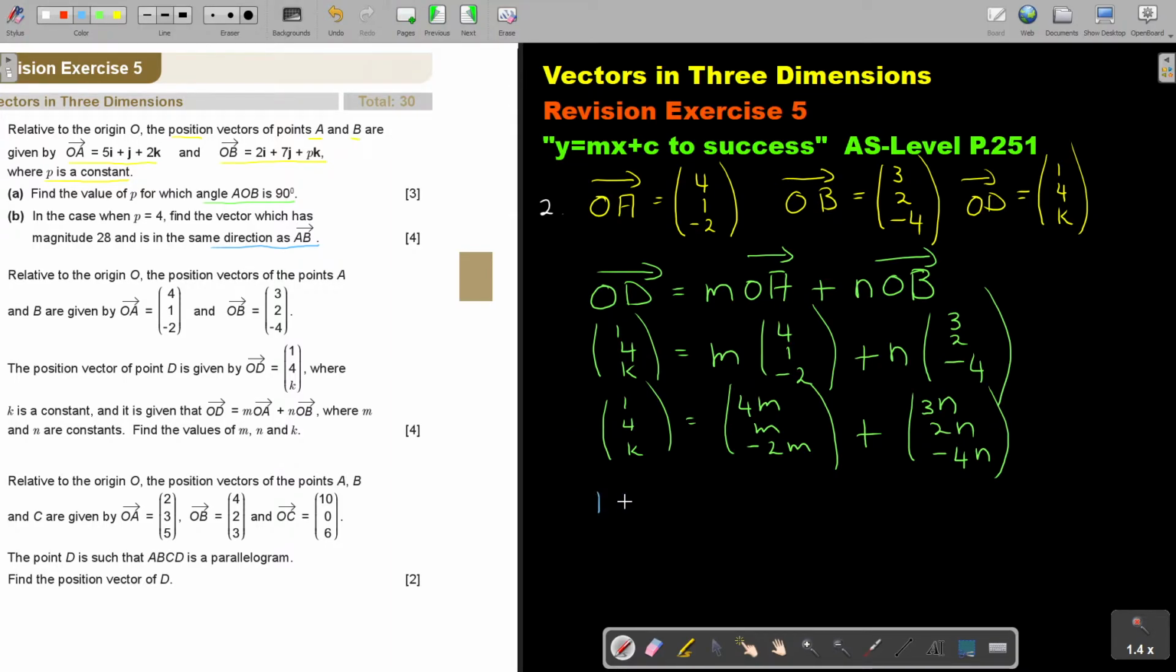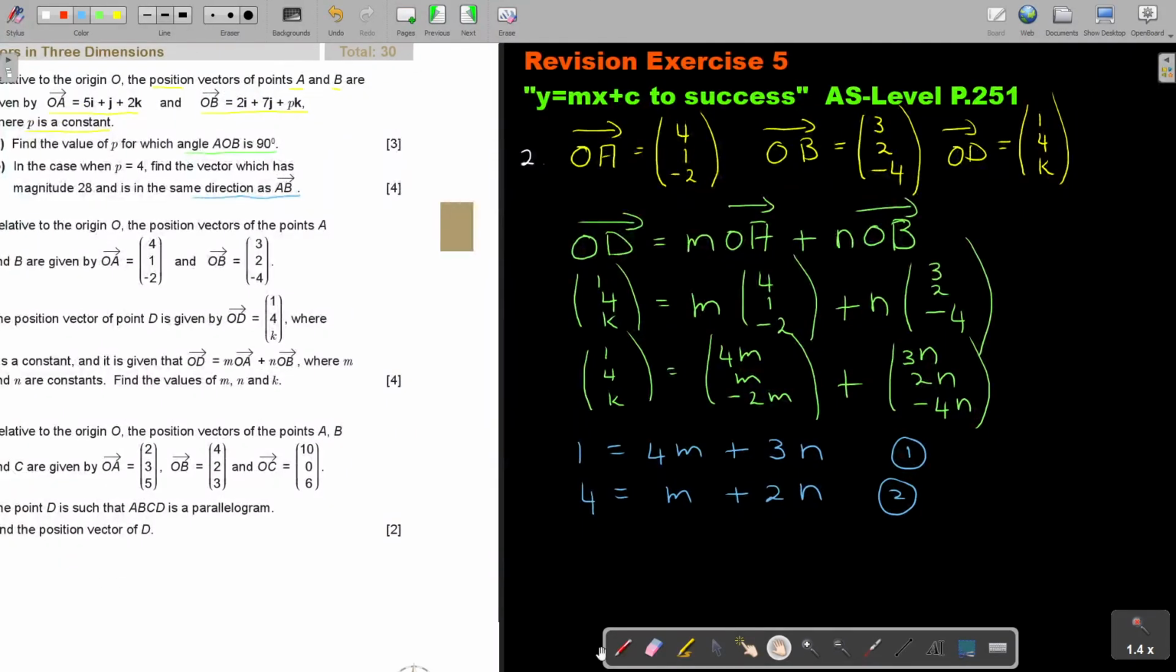So 1 is equal to 4m plus 3n. That's equation 1. And 4 is equal to m plus 2n. That's equation 2. Okay. And now I'm going to simplify. I have 2 unknowns. So let's just see if I multiply this by negative 4, then what am I going to get?